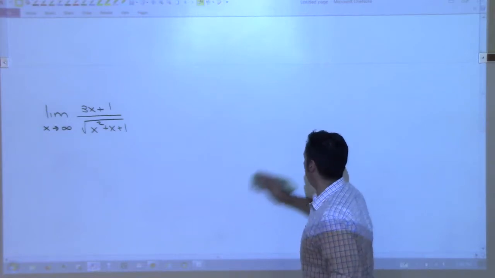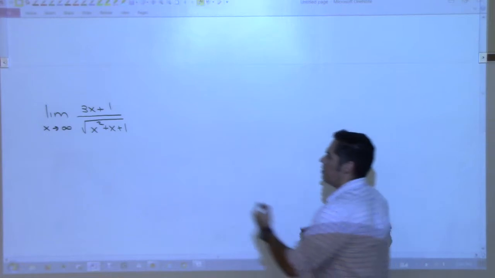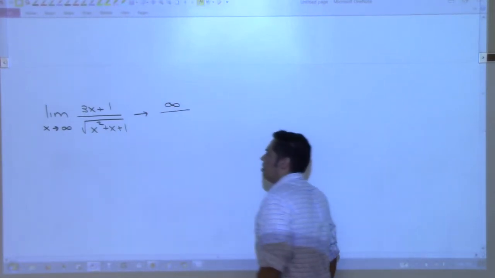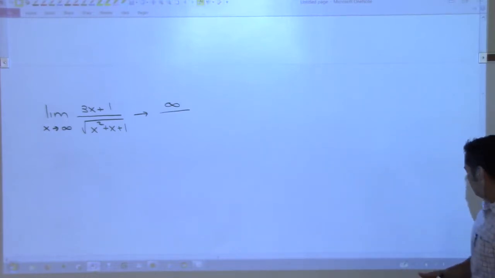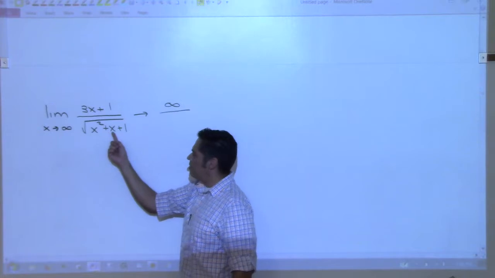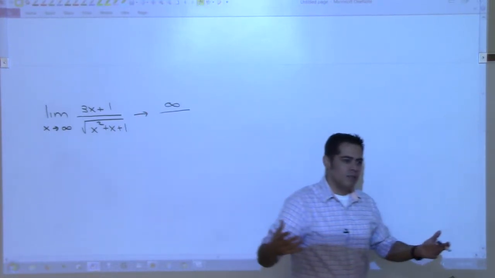Positive infinity. Does everyone agree with that? 3x plus 1. As x gets huge, that thing gets huge. That thing's going to become infinitely large, and it's going to be positive, right? Now, same thing, Brian, on the bottom. Positive infinity again, right? This is just huge squared plus huge plus 1. Who cares? Plus 1 doesn't do much. Square root of a huge number is still huge, right?